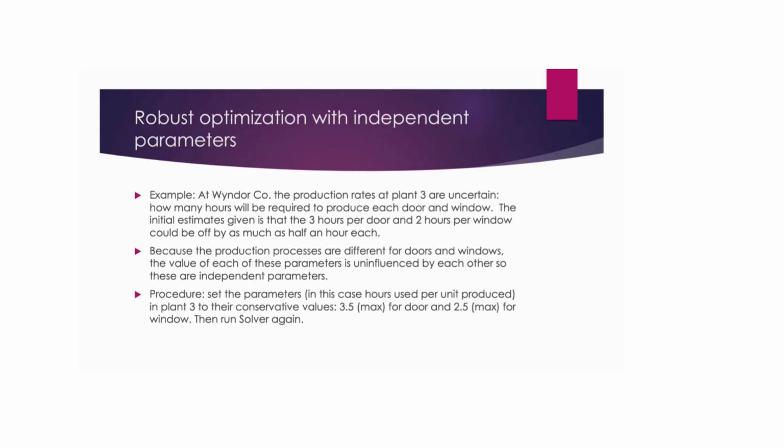Because the production processes are different for doors and windows, the value of each of these parameters is uninfluenced by each other. So these are independent parameters. So what is the technique here? You have to set the parameters in plant 3 to their conservative values by adding half an hour for the door and half an hour for the window.